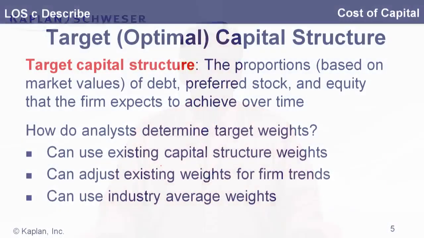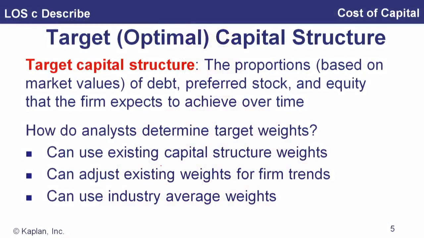Now, if there are trends, sometimes a firm will be paying down debt over time. So debt's getting smaller, common equity's getting bigger. So one thing to do would be to take the existing weights and then adjust them for these trends and say, well, this is where the firm is heading. Another thing we can do is that even though there are variations at points in time over the proportions from the different sources of capital, we can use industry average weights and just assume that, on average, that's where they're headed and that's where they're going to be over time.